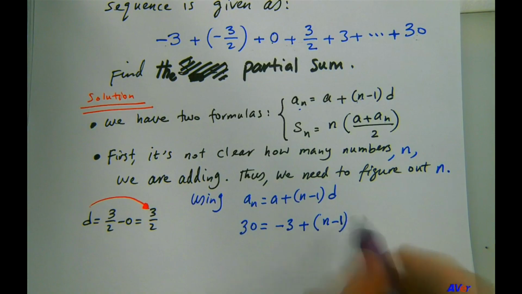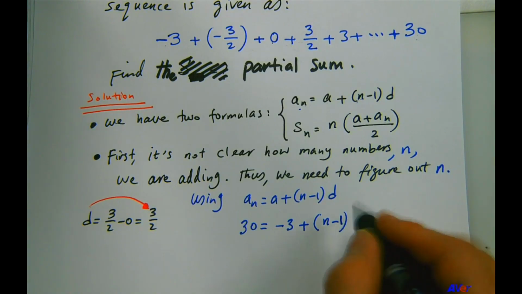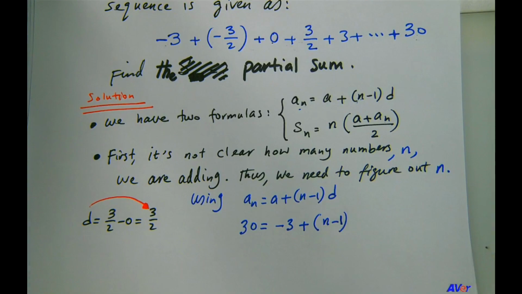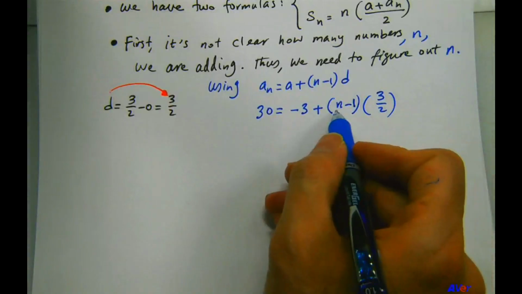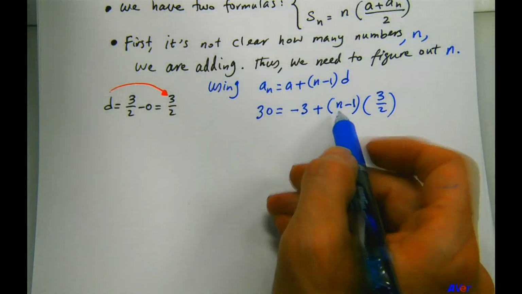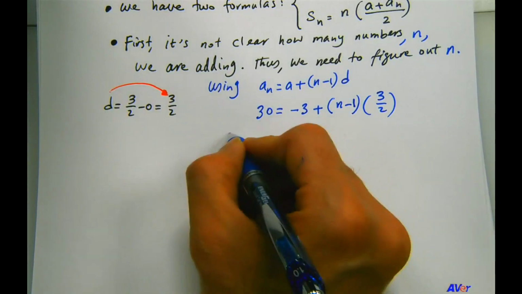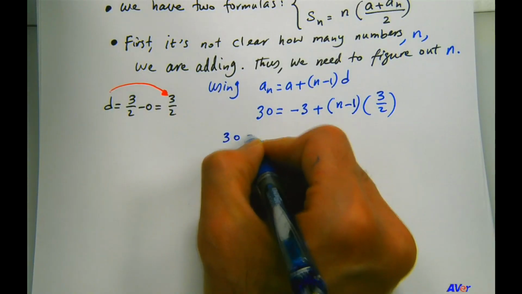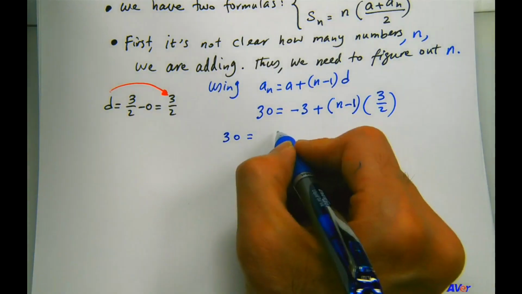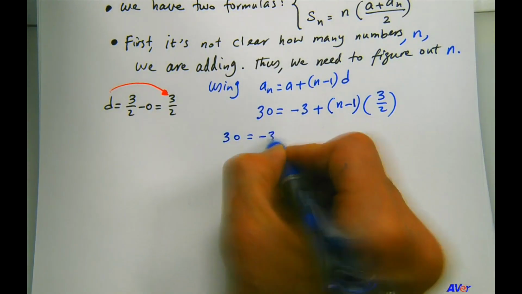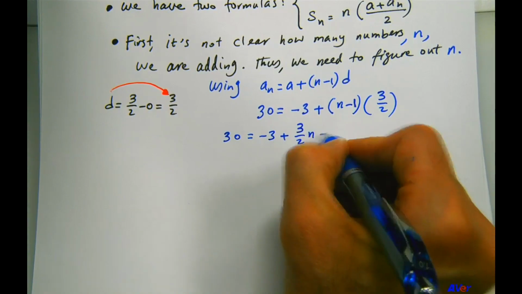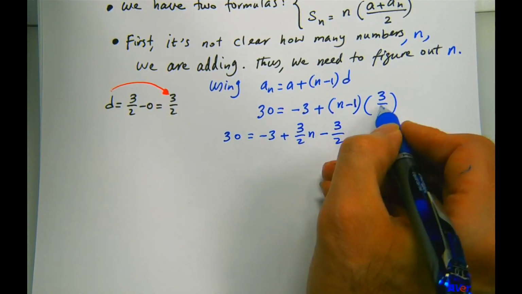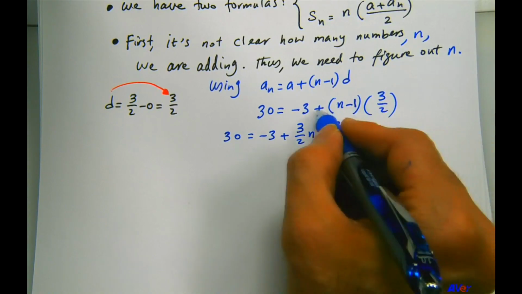Okay, so let's plug it in here. We have that times 3/2. Okay, so we have here an equation with only one unknown, and we can easily figure that out, right? So 30 equals -3 plus 3/2 n minus 3/2. I just distributed this into that.